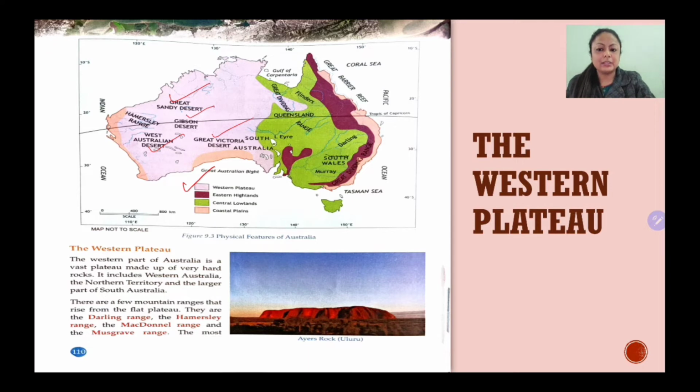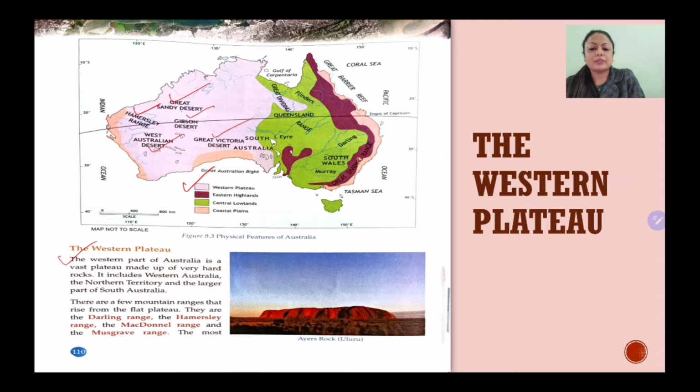Apart from deserts, there are certain low hills or mountain ranges, and one of them is Hamersley Range, and there are others like the McDonnell Range and Musgrave Range. Apart from these ranges, there is also Darling Range, which lies in this plateau. So this is all about the general topography of the Western Plateau. Let's learn more.